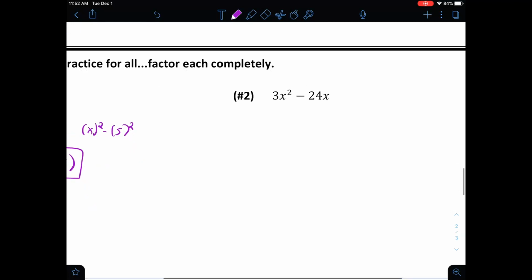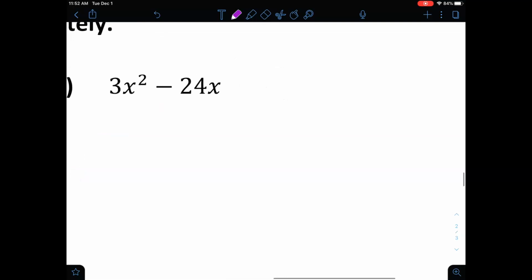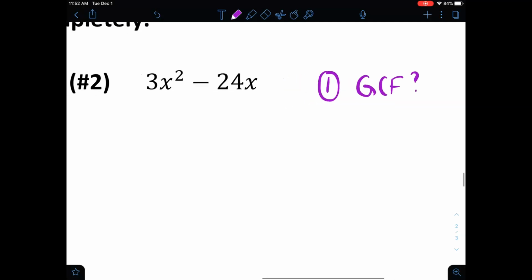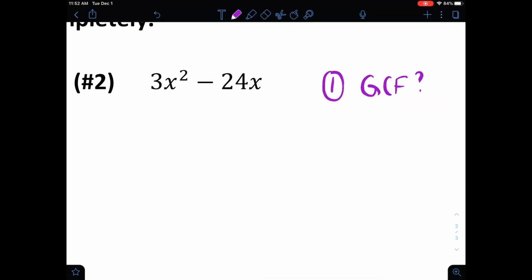All right, number 2. Again, first thing we always look for is GCF. This is going to be drilled into your head by the end of this lesson, but that's a good thing. Do we have a GCF here? Is there a number or exponent that goes into both of these? Well, the biggest number we can pull out of here is a 3, so it's going to be divided by a 3 at least. Is there a variable we can pull out too? Smallest exponent between x squared and x is just x, so we can pull out an x as well.